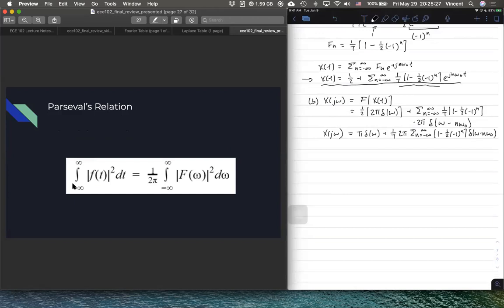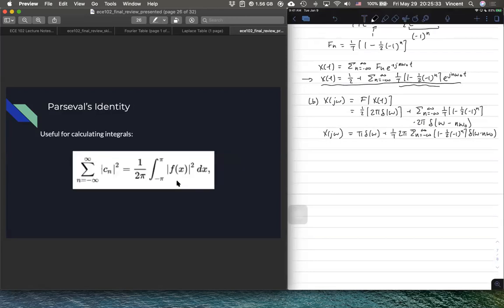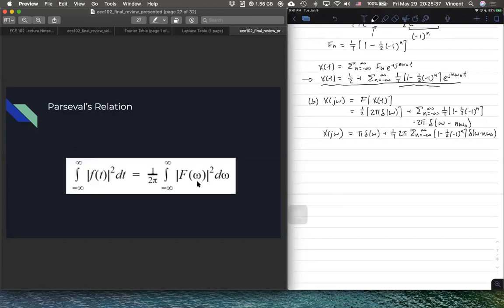This is a similar thing, Parseval relations. So those previous examples were for the Fourier series expansion and the coefficient C of n. And you can also do the same thing for the Fourier transform. This is basically saying that the Fourier transform preserves energy. So the energy in the time domain is the same as the energy in the frequency domain.